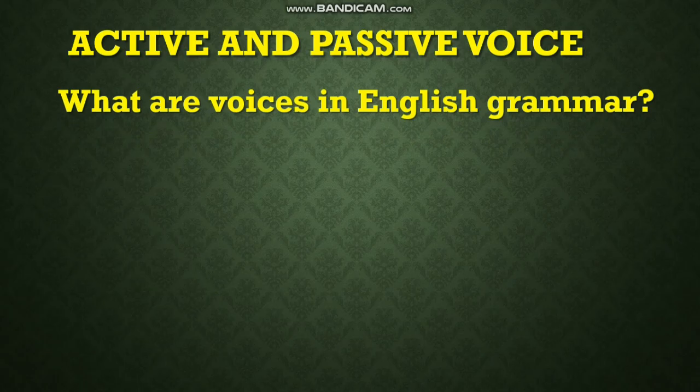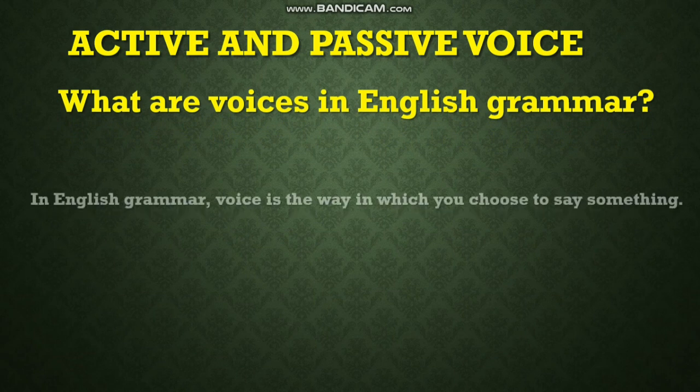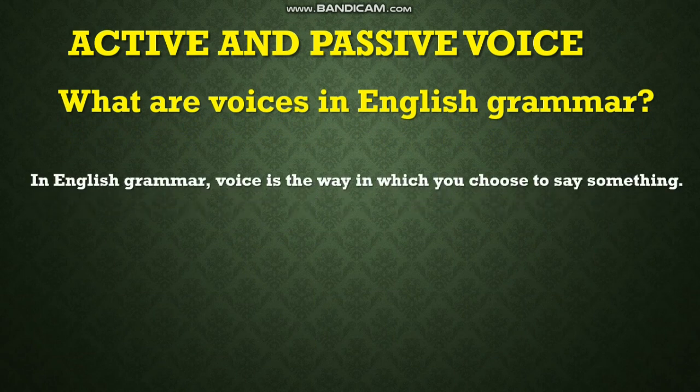Normally this word voice, it is not the first time, but the voice may be different from the voices when we turn to English grammar. So first, we need to understand what are voices in English grammar, as we are going to talk about active and passive voice. In English grammar, voice is the way in which you choose to say something. It is the way in which you choose to say something.